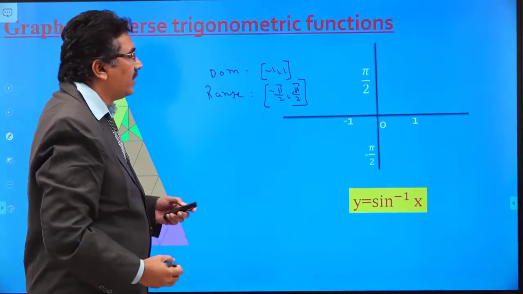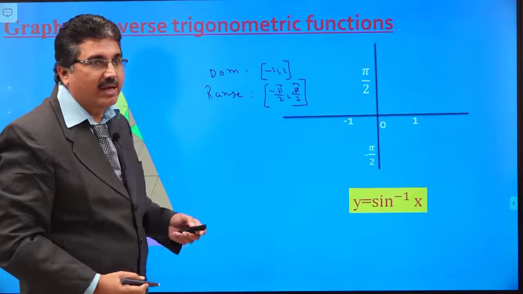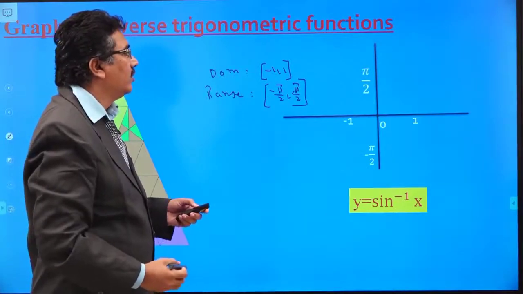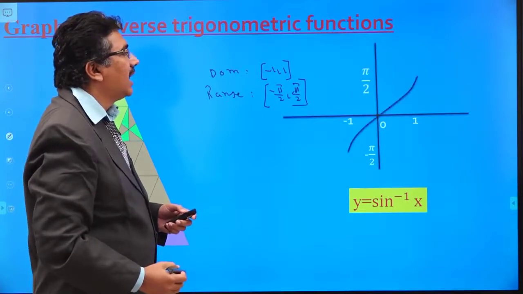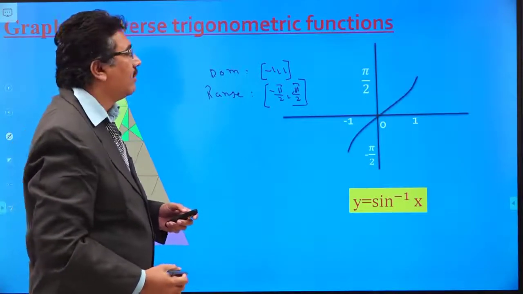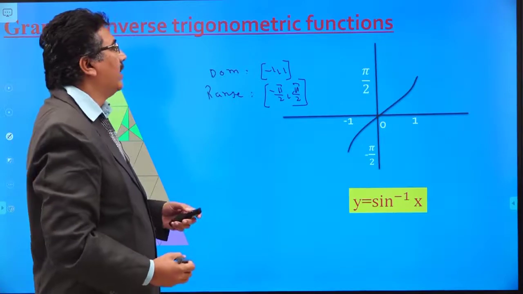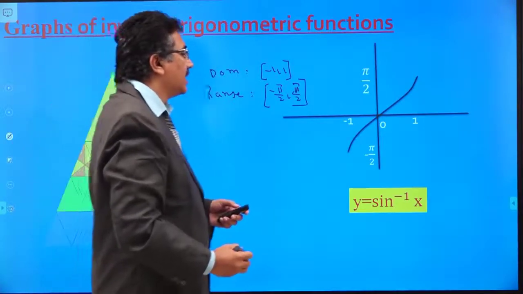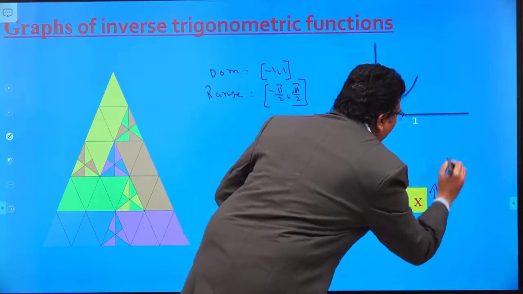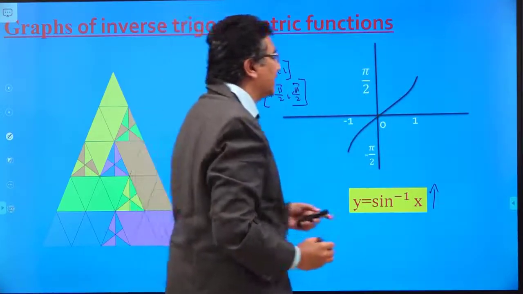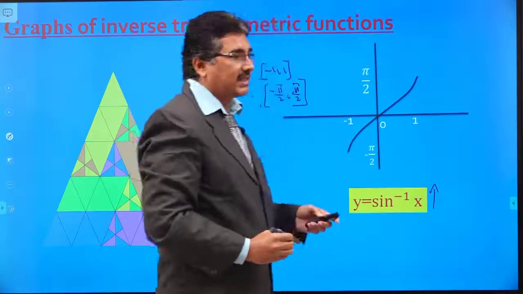If x increases from minus 1 to 1, then sine inverse x increases from minus pi by 2 to pi by 2. Therefore, sine inverse x is an increasing function. An increasing function is denoted like this.